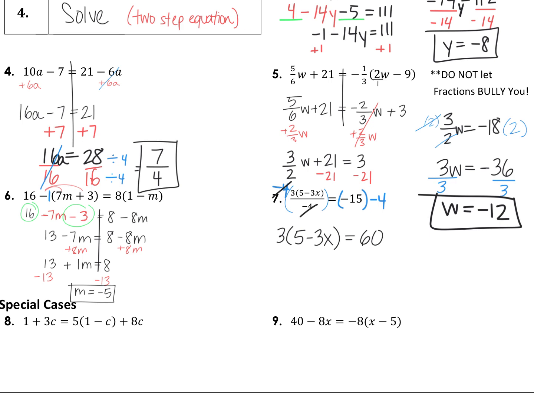At this point, you probably know what to do, right? Distribute, solve. There's not variables on both sides here. So can you try and finish this problem up with me and see if you can get the same thing as people around you?